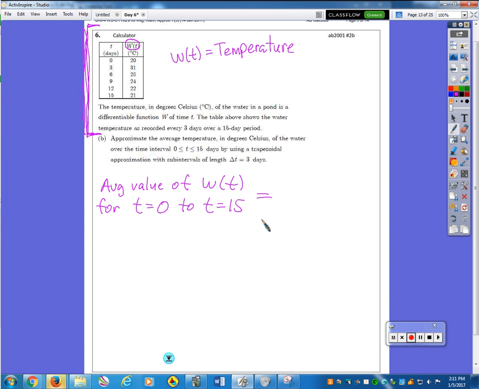Sage: So integral sign, and then t is equal to 0, T equals 0 to T equal 15. And then all over, would that be just 15 minus 0? So the end of the interval minus the beginning of the interval.